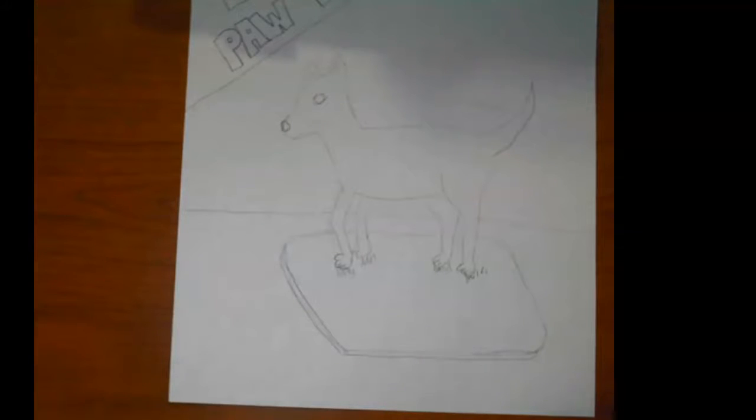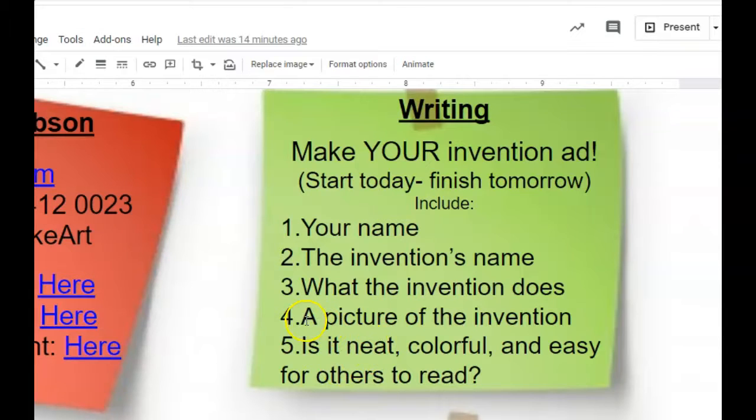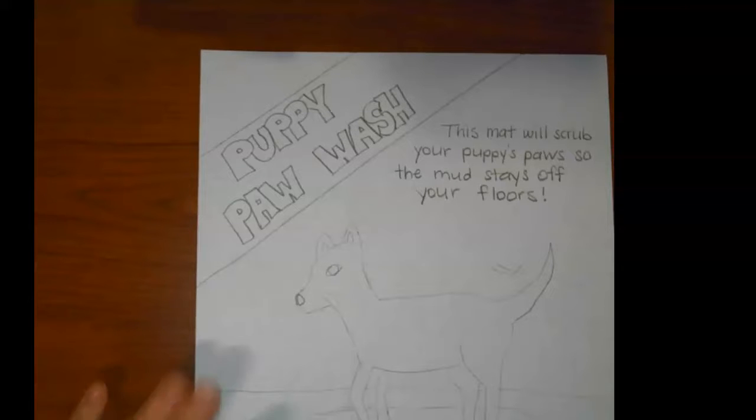So far that looks pretty good, but somebody looking at this picture still might not really understand what it does. So I need to add that sentence in, for part of the assignment, that just says what the invention does. All right, so let me think on that, what I want to write for that. And I got to figure out the best place to put it. Okay, here's what I came up with. This mat will scrub your puppy's paws so the mud stays off your floors. That tells people what it is.